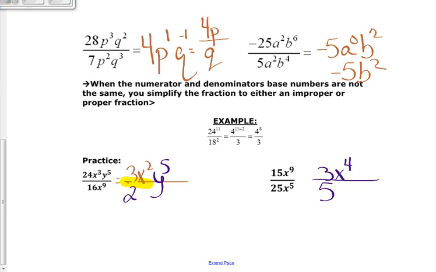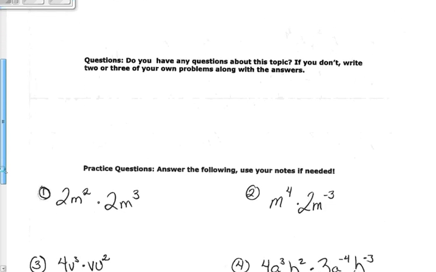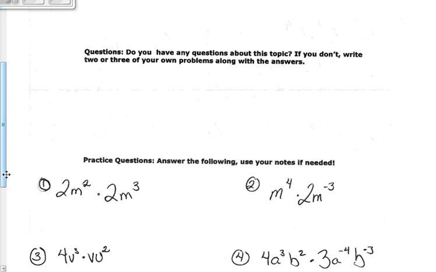Our next step, what you're going to be doing is again writing a summary in 3 or 4 sentences, using your own words, about this lesson. If you have any questions about this lesson, write them down here. If you don't, see if you can come up with your own problem and your answer. Good luck.